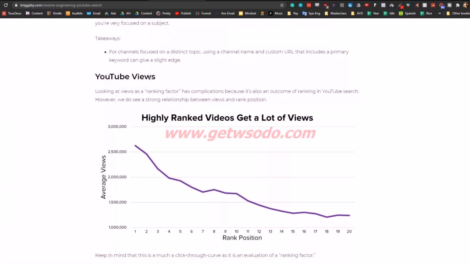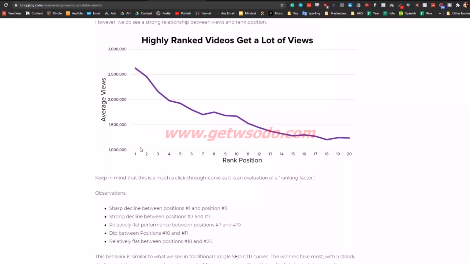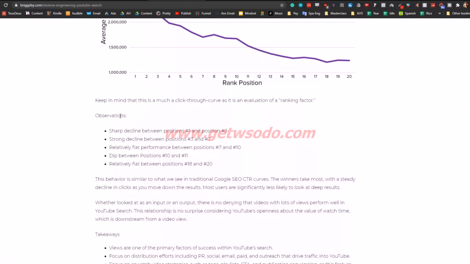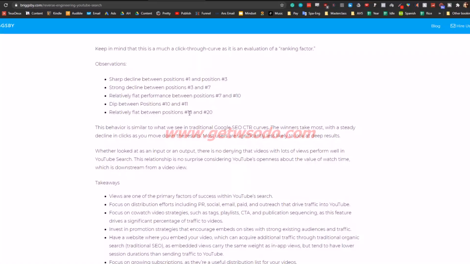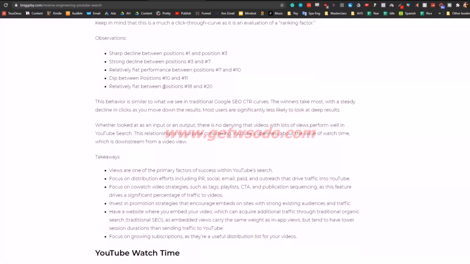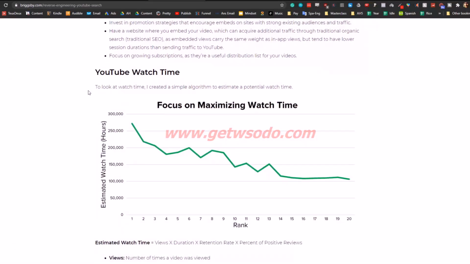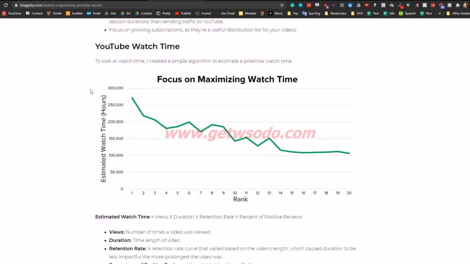So YouTube views, let's look at that. Looking at views as a ranking factor, we can see that the more views, the more likely you are to get highly ranked on YouTube. So observations, let's look at this. Now there's a lot of things. Sharp decline between positions 1 and 3, strong decline between positions 3 and 7, relatively flat performance between positions 7 and 10. Well, this isn't really that important right here.